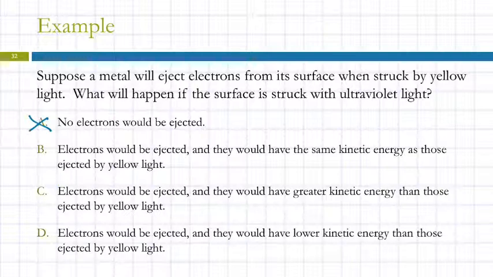No, because our ultraviolet photon has more energy than yellow. That energy has to go somewhere. The electron gets it as kinetic energy. Electrons would be ejected and they would have greater kinetic energy than those ejected by yellow light. That's the correct answer. Electrons would be ejected, but they would have lower kinetic energy. So the kinetic energy is like the spending money that the photon has, right? Or the electron. Any questions?